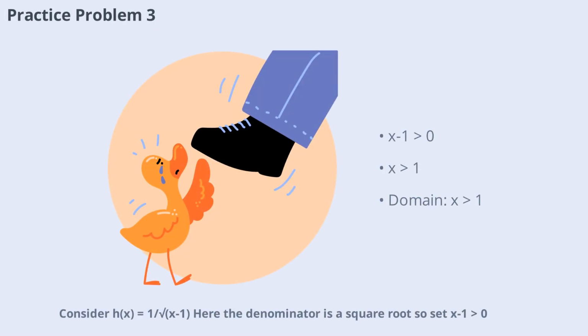Consider h of x equals 1 over the square root of x minus 1. Here, the denominator is a square root, so set x minus 1 greater than 0. Solving for x, we get x greater than 1. The domain is all real numbers greater than 1. Notice that the inequality is strict because the denominator cannot be 0.